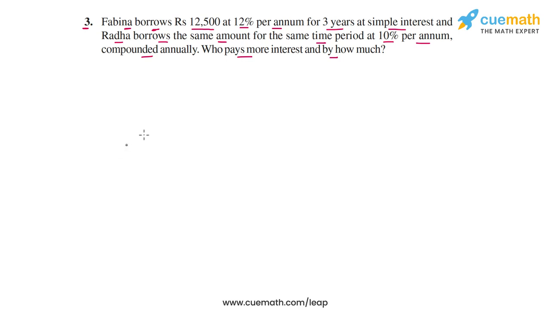So what we'll do is, for each of these two, we will calculate the amount at the end of 3 years and then the interest. Okay, so Fabina and Radha, let's do the calculation for both of these. So Fabina borrows money at a simple interest scheme.